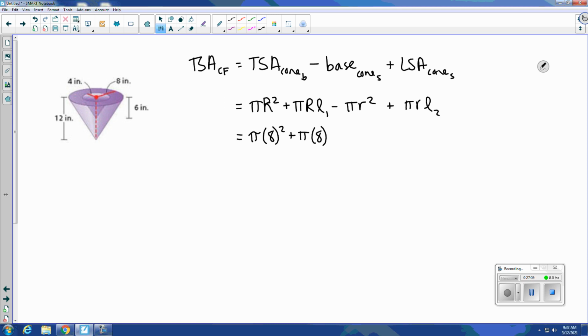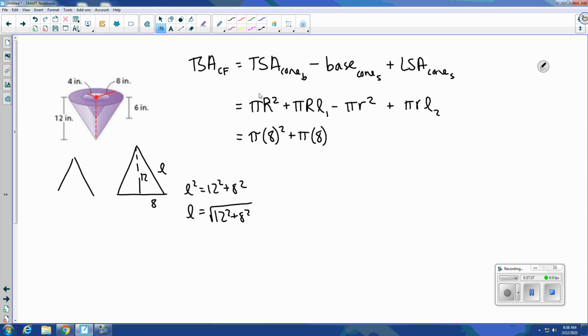What's my slant height for the big one? So side view, we want this. We know the height is 12. If the radius is 8, then L squared is equal to 12 squared plus 8 squared. So the slant height is going to be the square root of this. So I'll make that. And while we're at it, let's do the slant height for the small one as well.